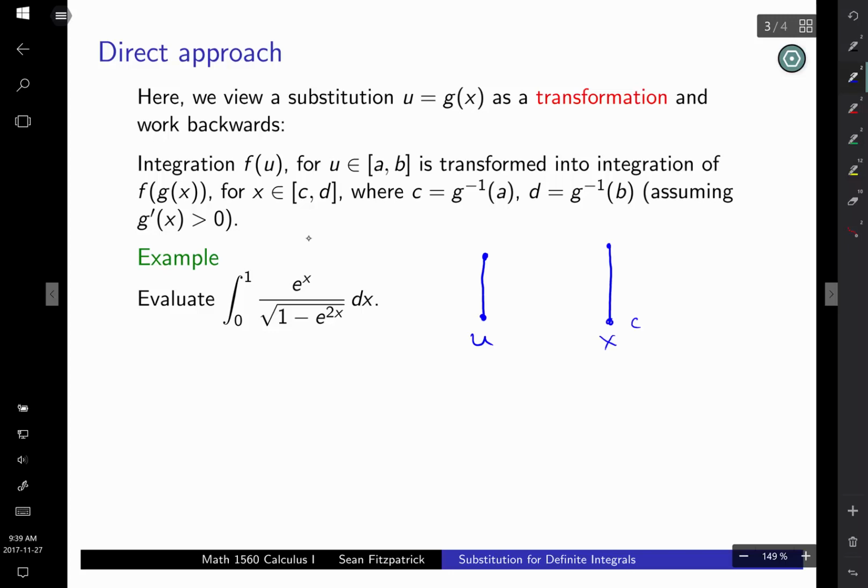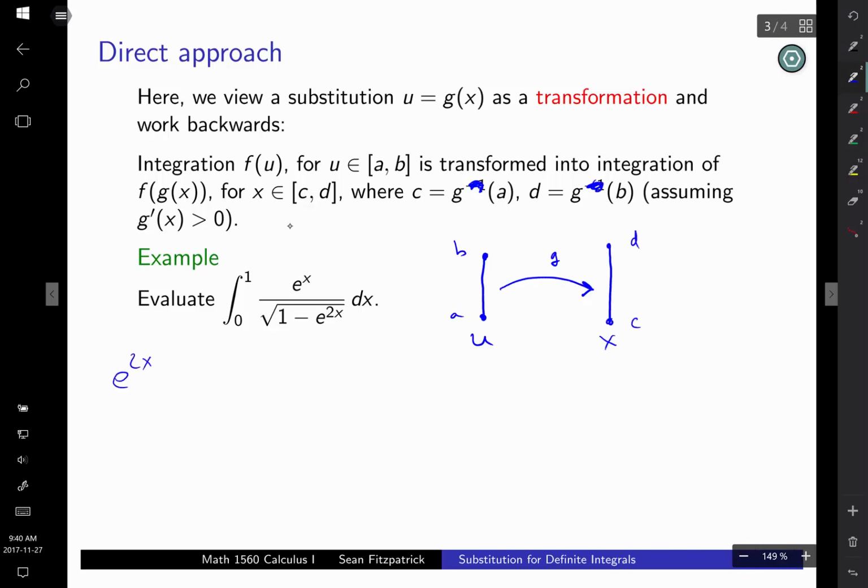X is running from C to D, right? And then you have this function g going this way, right? A, B. Actually, that's not right. It should be just g of a. Okay? And so you're actually starting over here. You're starting with the integral on this side, and what you want to do is use this function and bring everything back over here and hope that the integral on the left is a little bit easier.